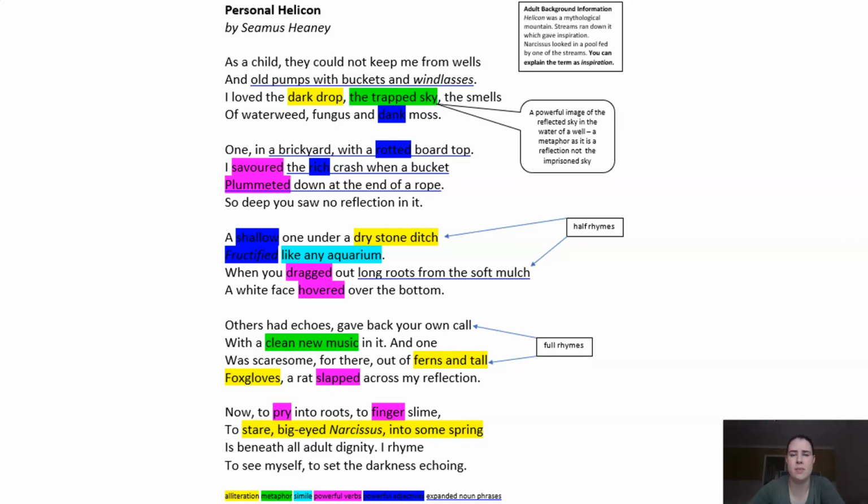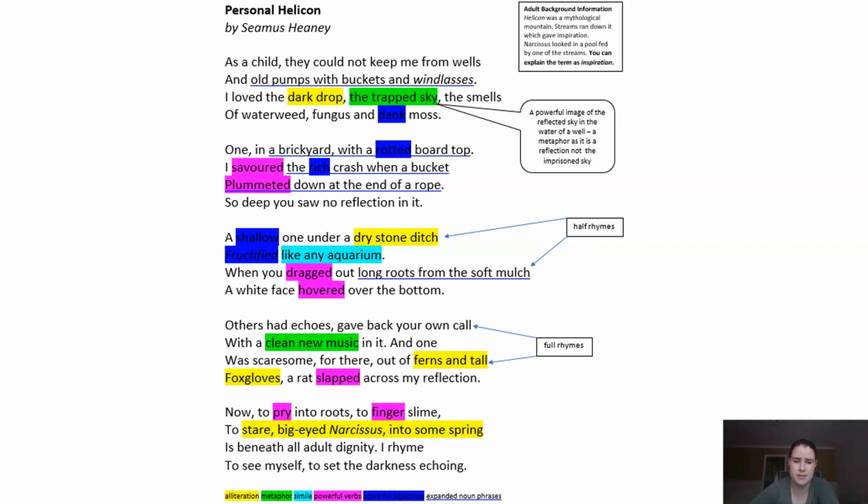Then if you've watched any of the Harry Potter movies, I want to say it's the fourth or the fifth one, where they're on the train, and a Dementor comes along, and you see everything freeze as it comes past when the train stops. And there are some foxgloves there. They look like bells that hang on like a vertical plant. So obviously got a bit of alliteration there, and a rat slapped across my reflection.